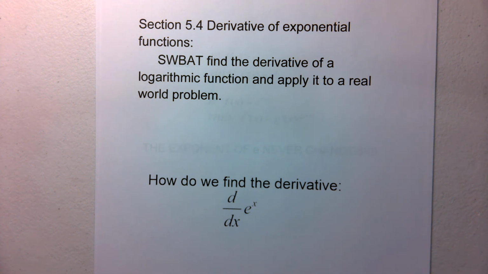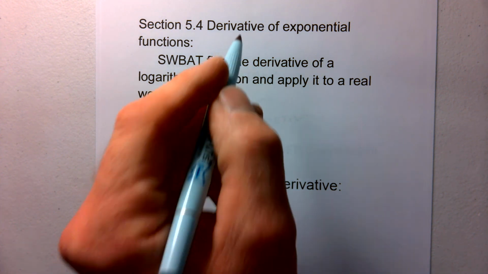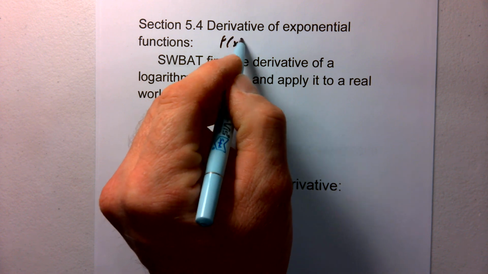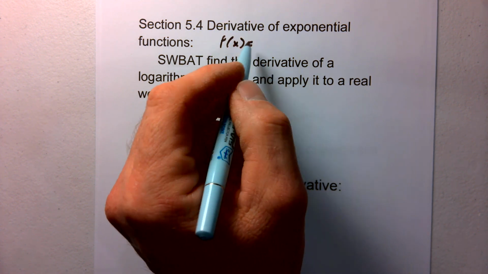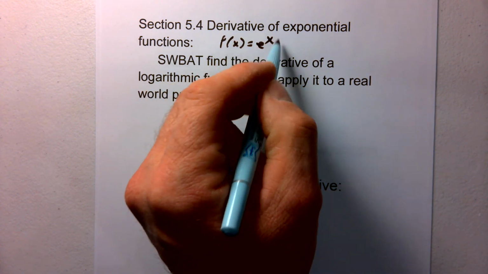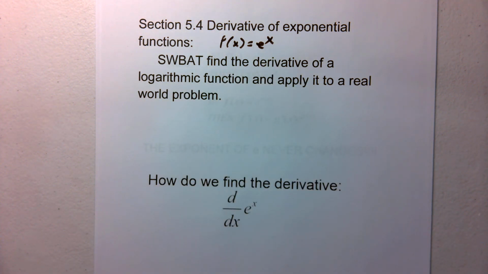Welcome back and welcome to section 5.4, the derivative of exponential functions. We're talking about exponential functions in this case. In this section, we're going to be looking at the derivative of f of x equals e to the x, the exponential e. We've seen e several times now, so that's what we're going to work with today.